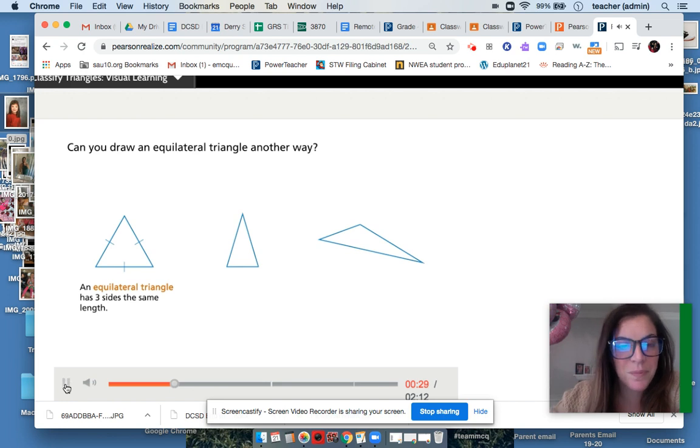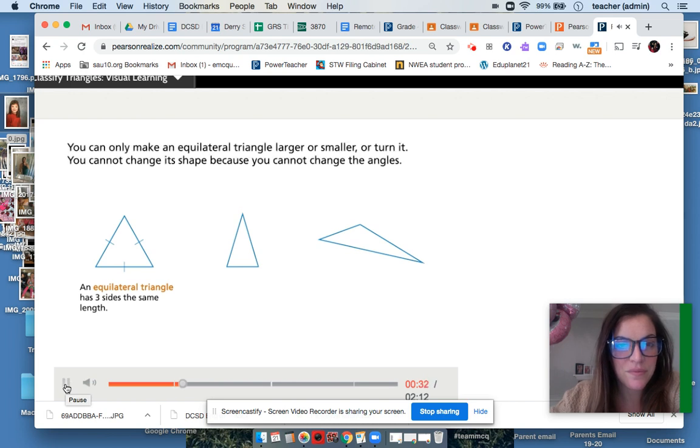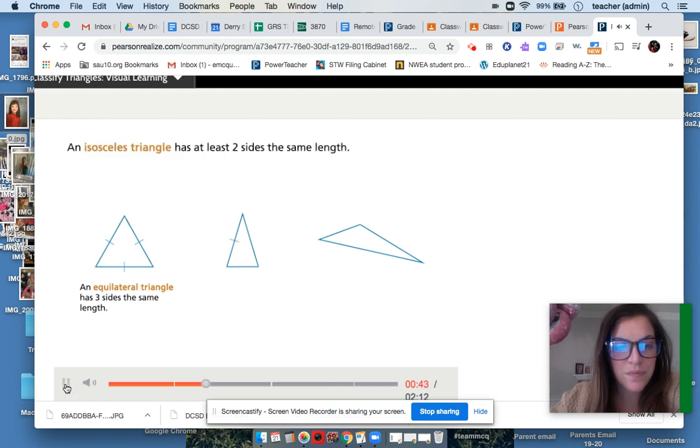Another way, you can only make an equilateral triangle larger or smaller, or turn it. You cannot change its shape because you cannot change the angles. An isosceles triangle has at least two sides the same length. A scalene triangle has no sides the same length.